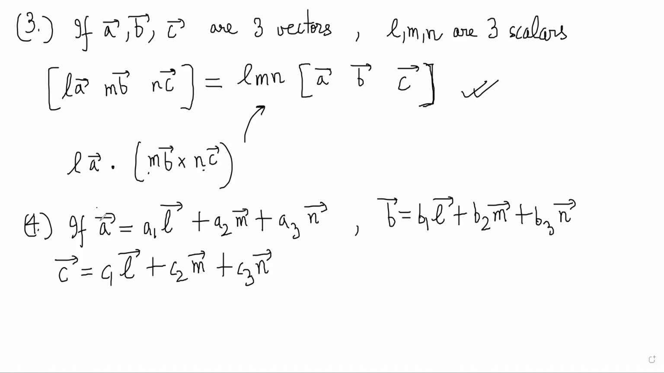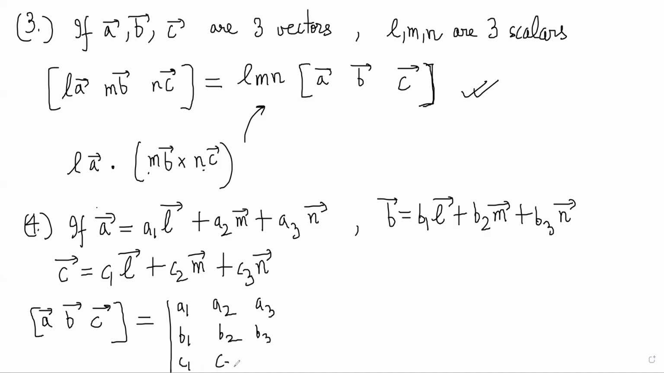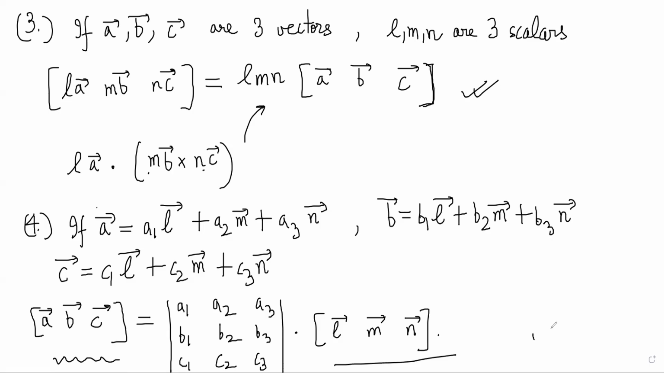But you need to be able to now calculate the box product of A, B, C. The box product of A, B, C, you can prove, will be equal to the determinant of A1, A2, A3, B1, B2, B3, C1, C2, C3, and this determinant is multiplied by the box product of L, M, and N, the basis vectors. Okay, so we will do a proof for this. This is a very important result that will be used many times. So let's try and do the proof.